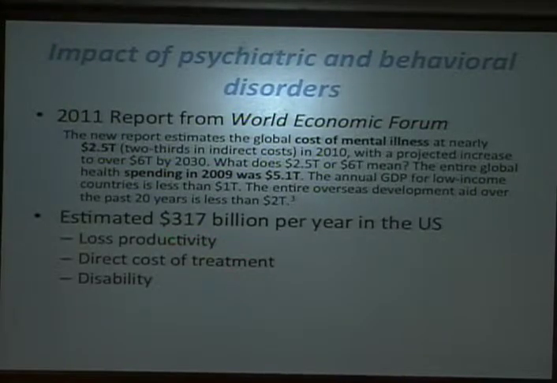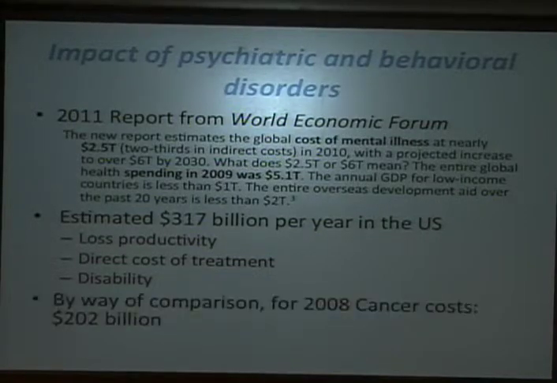In the United States, $317 billion a year is the estimated cost of these disorders from loss of productivity. They're not out there being good taxpayers anymore. And of course, there's the direct cost of treatment, and there's disability that people get when they have these disorders. Okay, well, that's a big number too. Well, how big is it compared to other things? All right, in 2008 cancer costs were $202 billion. This is a big number and a big problem.